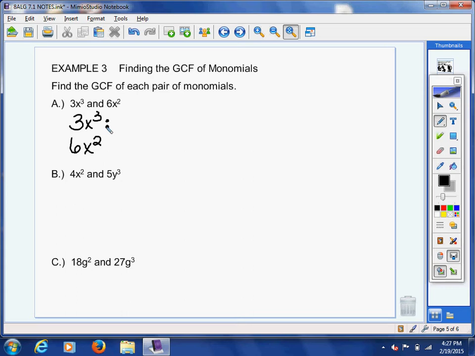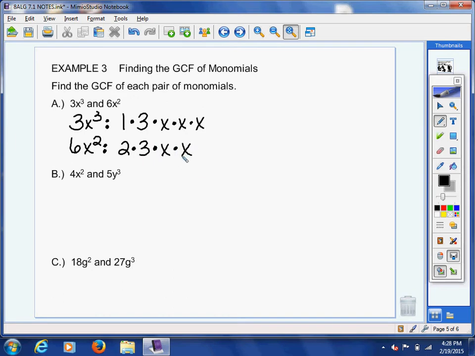So 3 already is a prime number, so it would have a factor of 1 and 3. 1 times 3 is 3. And x cubed is just simply x times x times x. Okay? And we're going to do the same thing down here with 6. 6 is 2 times 3. Those are the prime factors of 6. And it only has 2 x's.